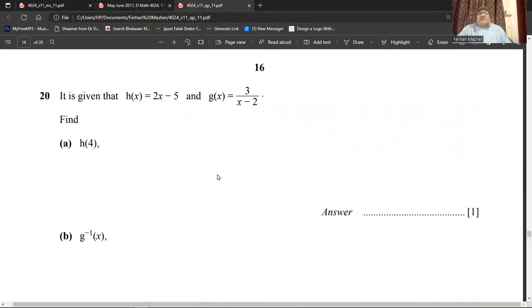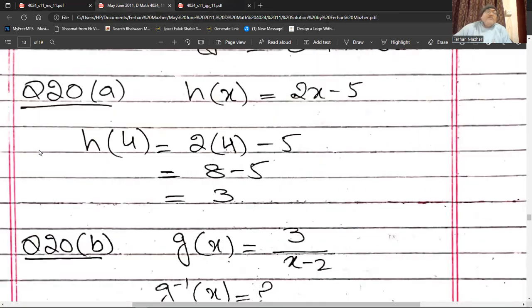So the next question is question number 20. It is given that h(x) is equal to 2x minus 5 and g(x) is equal to 3 divided by x minus 2. Find h(4). H(4), you have the function of h. So wherever there is x, just substitute it with 4. You get h(4). So h(4) will be 2 times 4 minus 5. And that will be 8 minus 5, and that will be 3. So question number 20, A part, 3 is the right answer, sir.